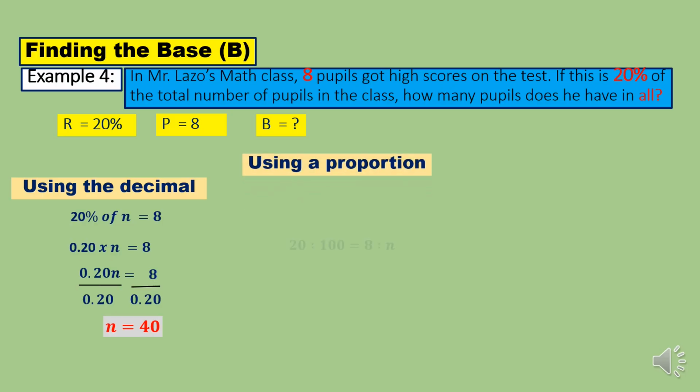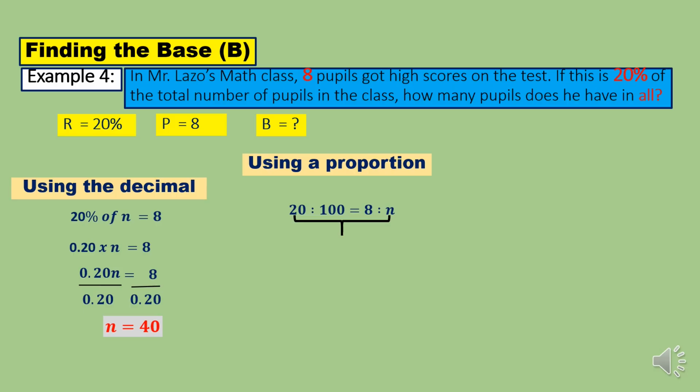Using a proportion, pwede natin gamitin dito ang column form or fraction form. So this time, gamitin natin ang column form. 20 is to 100 equals 8 is to n. So hinahanap pa rin natin dito ang n, gamit lang ang proportion.